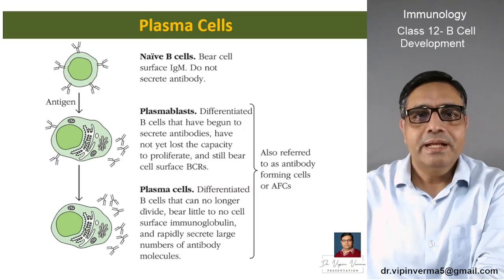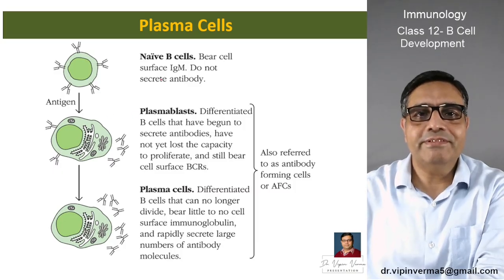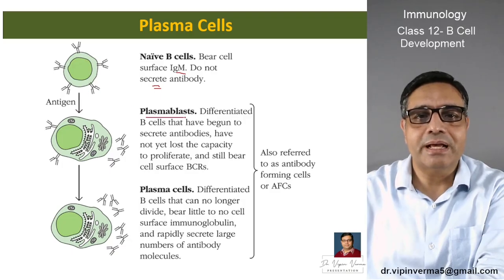Okay. Now, if we see the plasma cells, we have the naive B cells which bear cell surface IgM, but they do not secrete antibodies. So this is the naive B cell. Once antigen binds to them, it becomes the plasma blast. Okay, they are differentiated B cells that have begun to secrete antibodies. They have started secreting the antibodies.